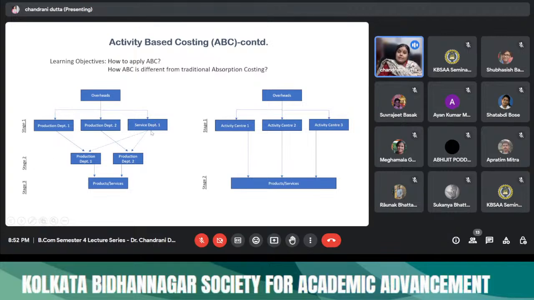In stage 2, service departments' overhead got reapportioned to the production departments, okay, on the basis of some methods: simultaneous equation, trial and error, repeated redistribution. So there were different methods. So based on that, service departments' overhead got reapportioned to the production department. Secondary distribution summary was stage 2.